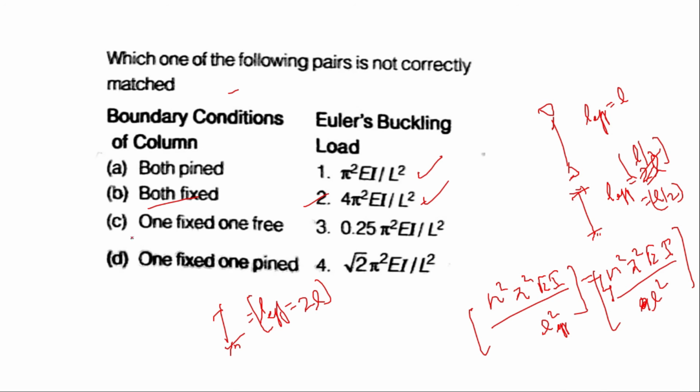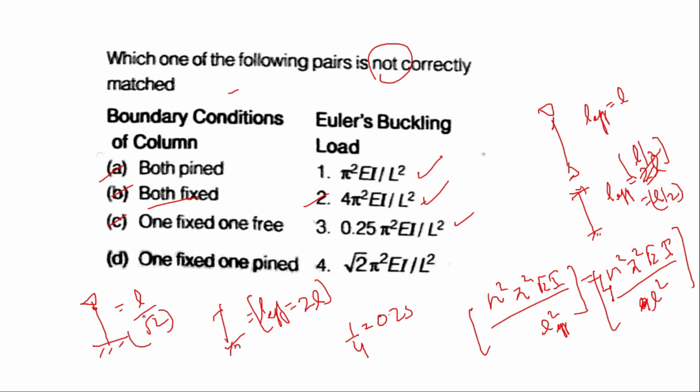Then for the third point, one end is fixed and one end is free. That is, for one end fixed and one end free, the value of L effective will be twice of L. So twice of L, so it will be 1 upon 4, L square will be 2L. When we square it, it will come 4L square. So 1 upon 4 will be 0.25. So this is also correct. A is correct, B is correct, and C is also correct. So we have to find out which is not correct. And then the one end fixed and one end pinned. When one end is fixed and other end is pinned, then the value becomes L by root 2.